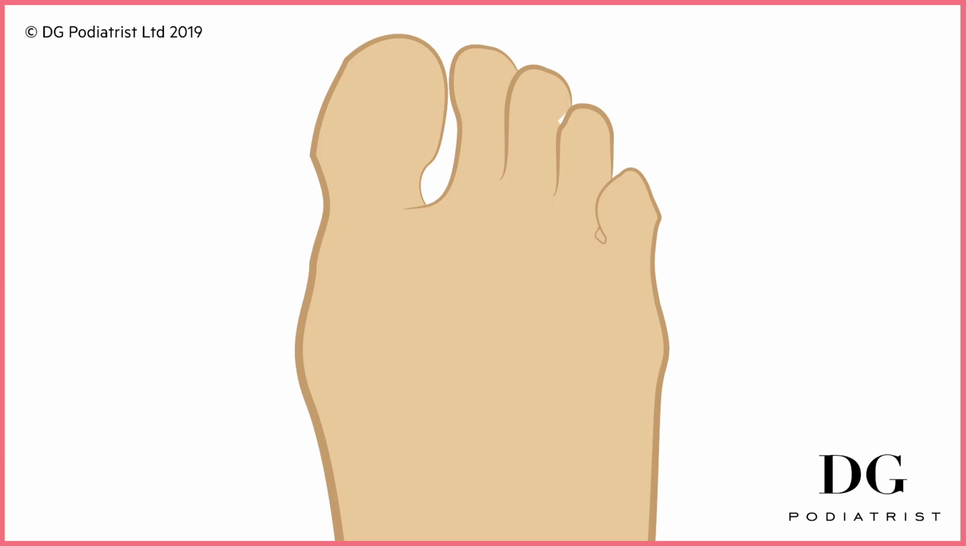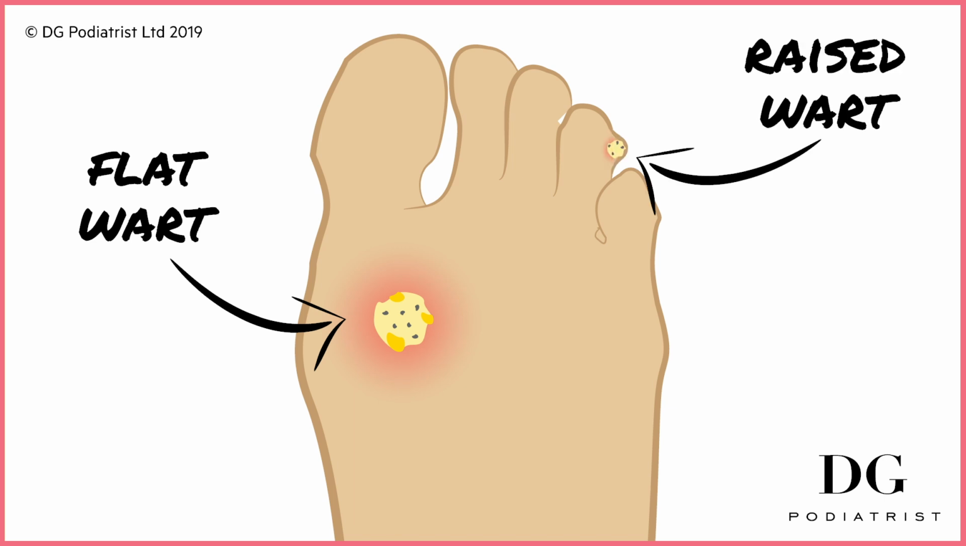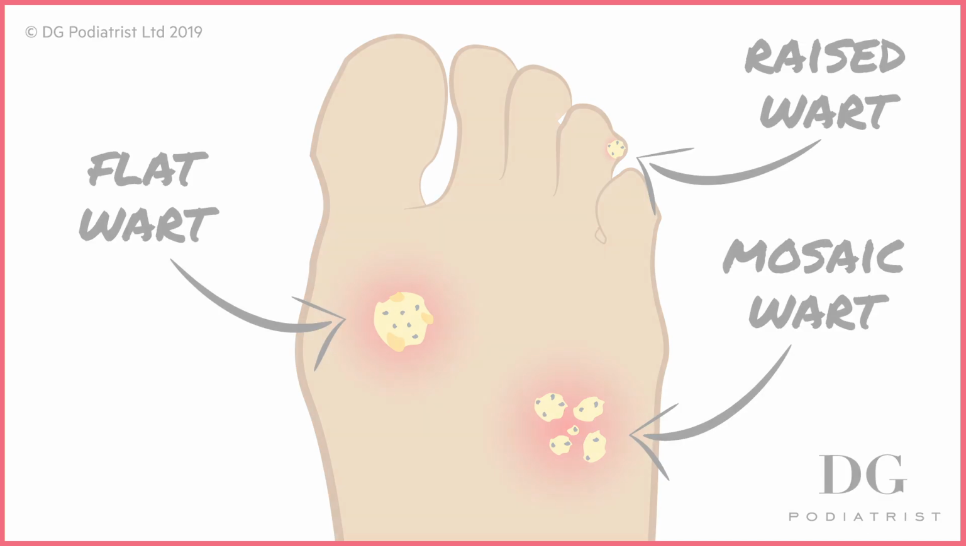Now, the ones I'm going to be focusing on and talking to you about are common ones, such as the common wart, which can be quite flat, and you get a raised wart, which you probably associate with the witch's nose, and also what we call a mosaic virus. The mosaic virus, as you can see in these images, looks a lot more clustered.